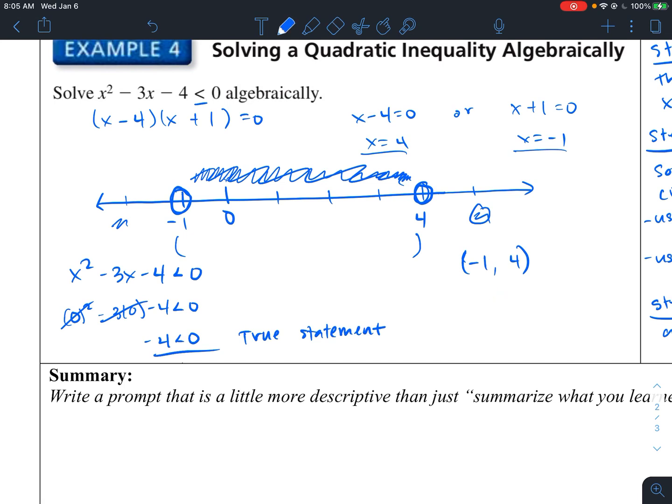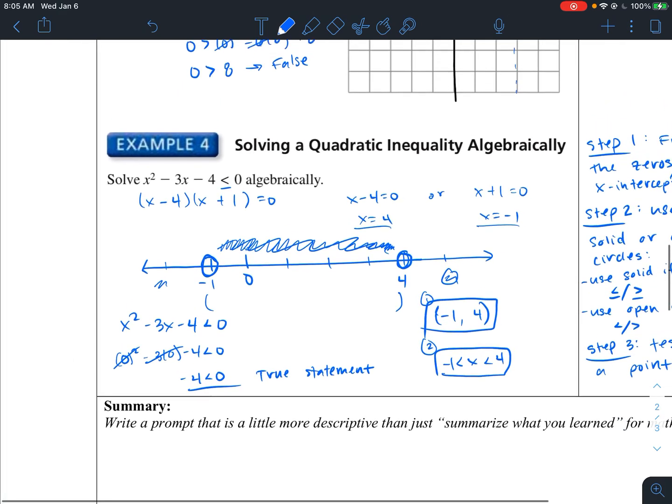And another way to write this, so this is one option of writing it, or we could have written that x had to be greater than negative 1 and less than 4. So that's one way we could have written it. But this is the solution algebraically to the quadratic inequality.